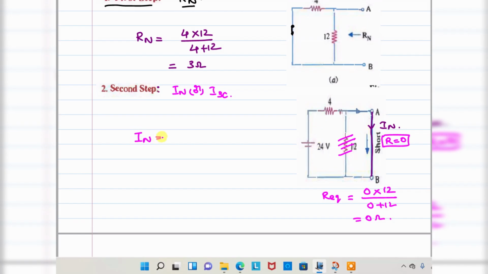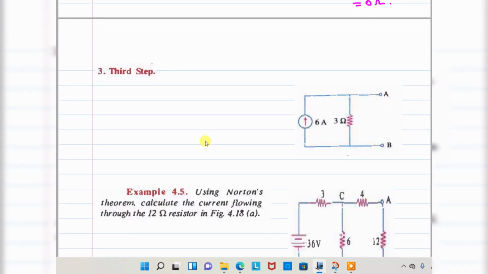Directly we can calculate IN is equal to 24 divided by 4, that is equal to 6 amperes. I got the IN value also. Once I got the IN value, step 3, equivalent circuit. The equivalent circuit is IN, that is 6 amperes, and RN 3 ohms. This is the equivalent circuit.